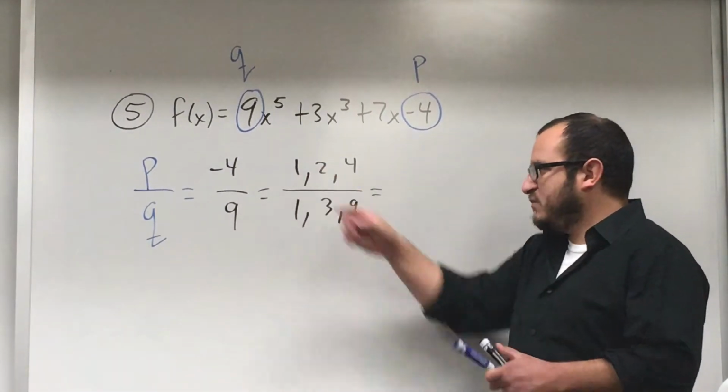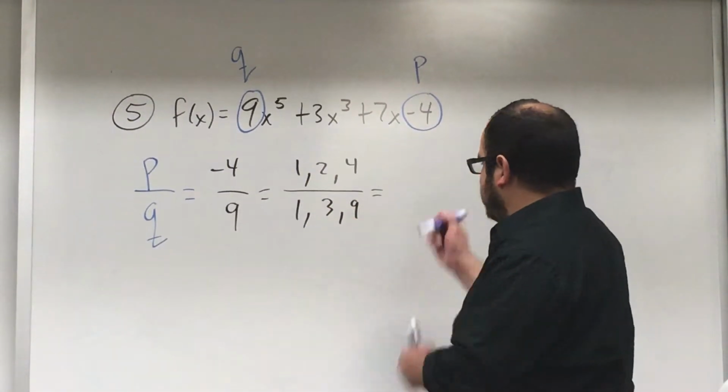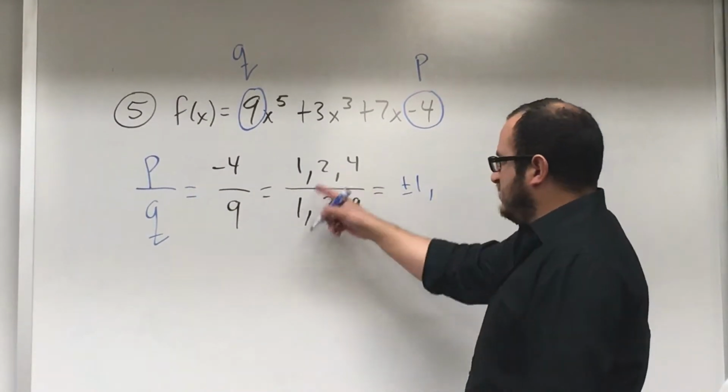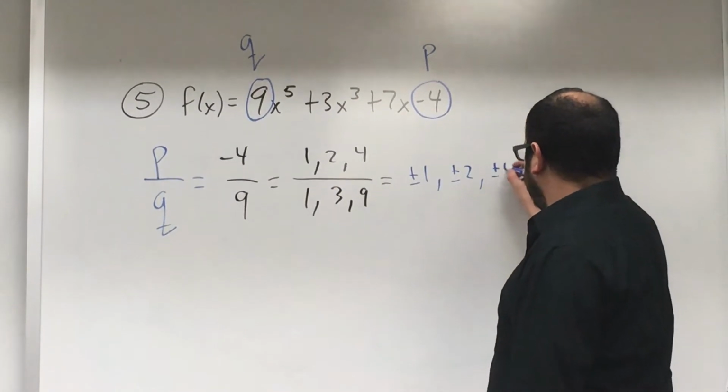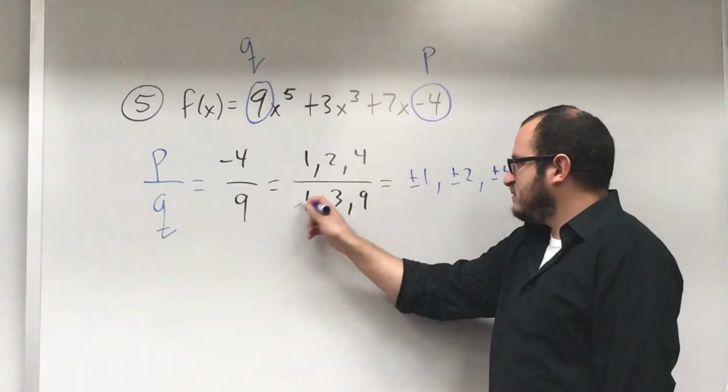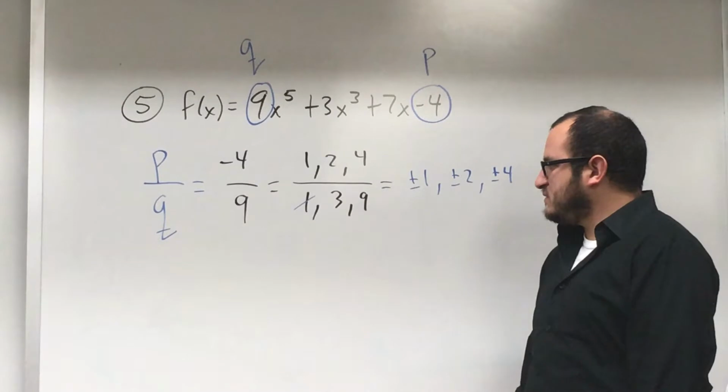So let's go ahead and divide by 1. 1 divided by 1 is just plus or minus 1. 2 divided by 1 is plus or minus 2. 4 divided by 1 is plus or minus 4. So that gets rid of the 1. I'm going to put a little slash through it.